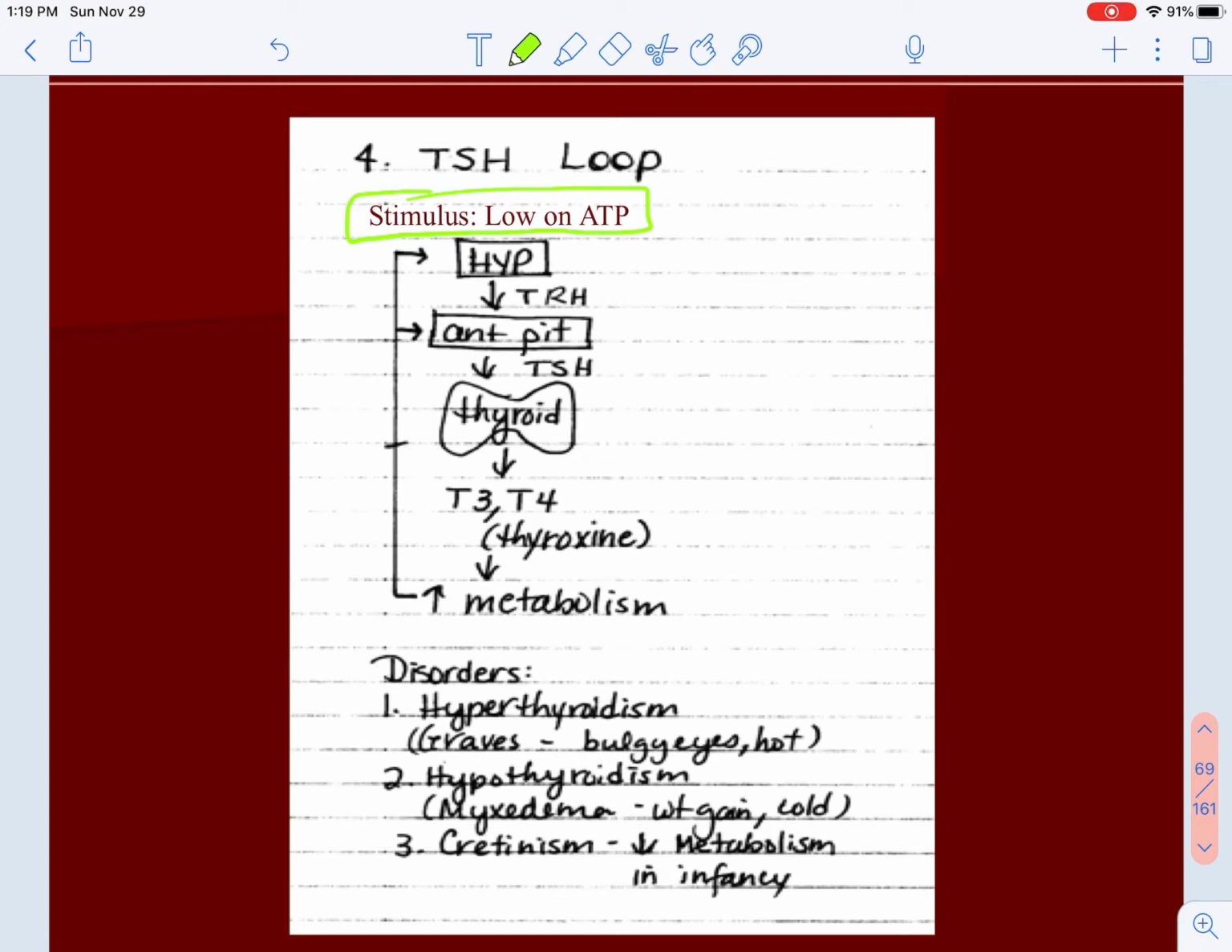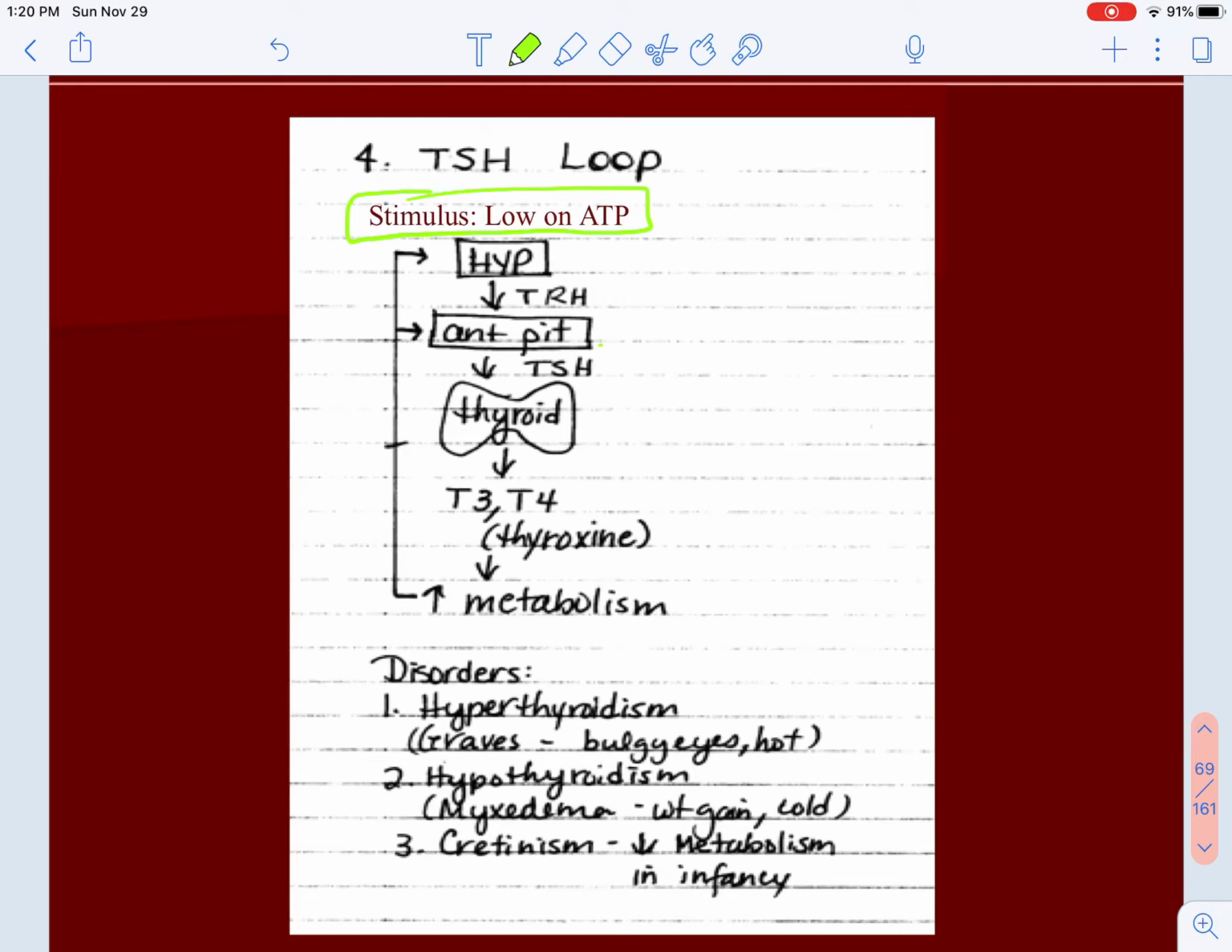Hypothalamus sends out a thyroid releasing hormone to the anterior pituitary, which sends out thyroid stimulating hormone to the thyroid to make its T3, T4, and increases your metabolism. And there's our negative feedback arrows. This is a very, very important feedback loop, and you can expect to see a lot of questions on the thyroid, so make sure you know this one really well.